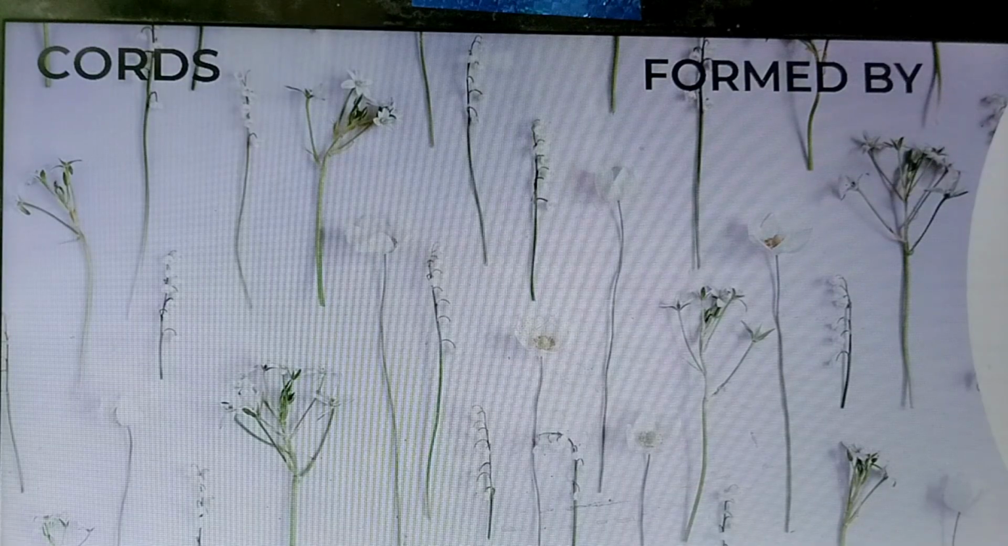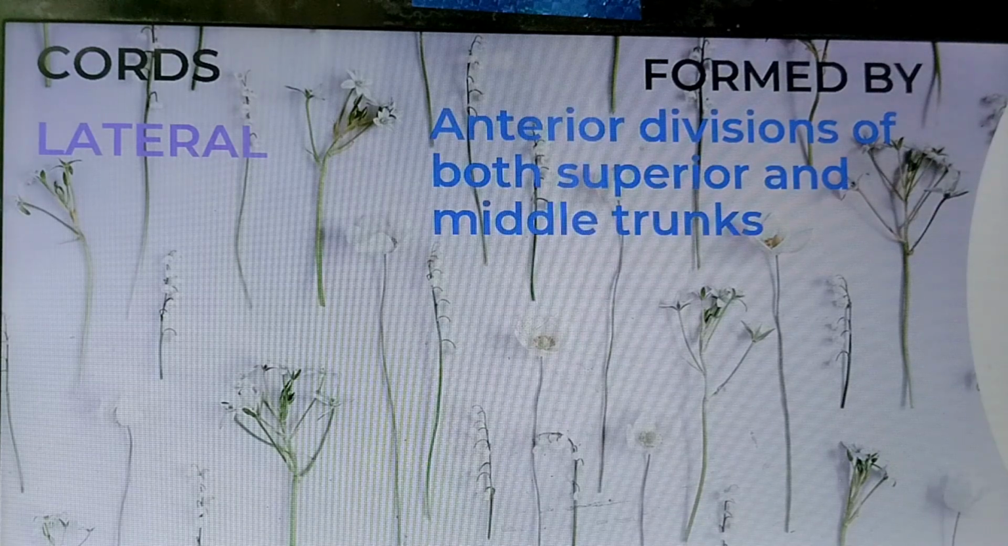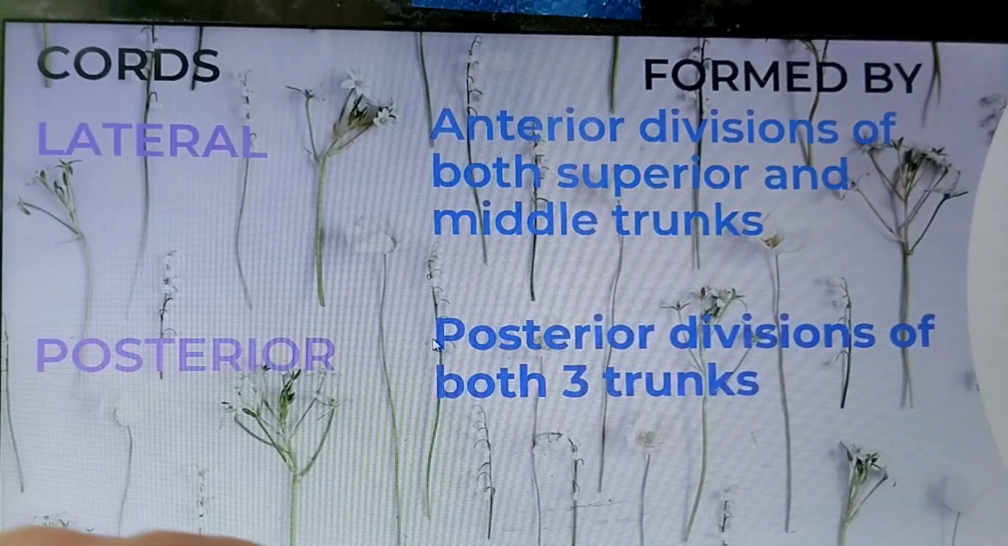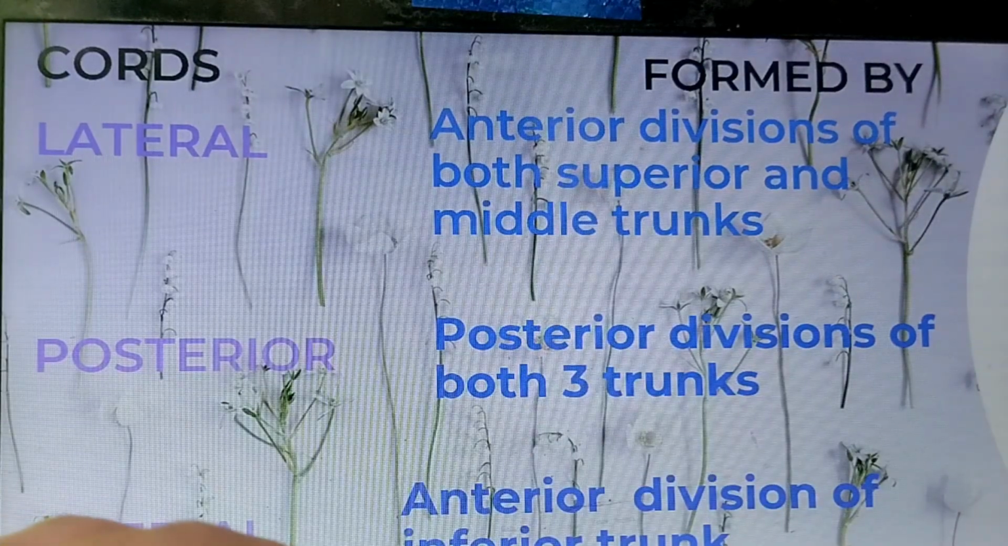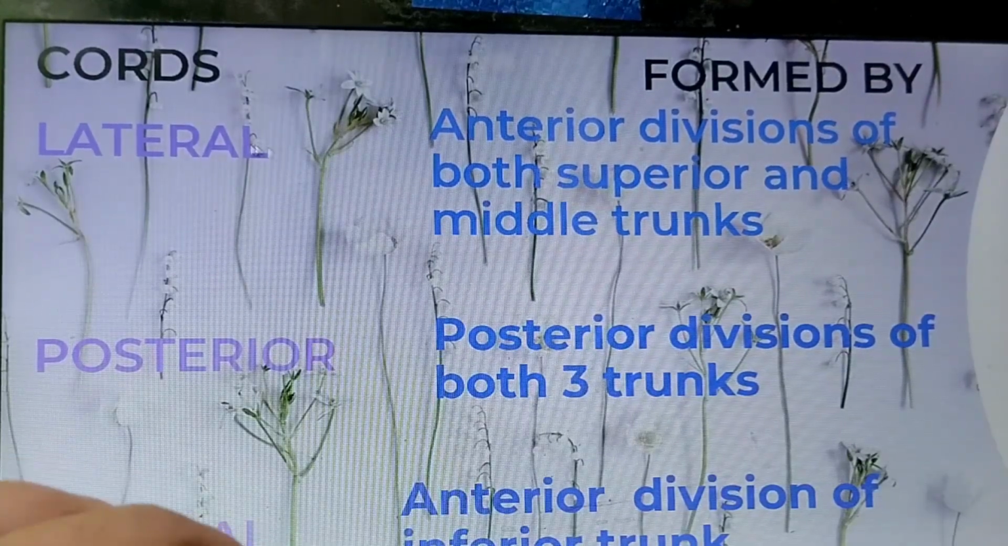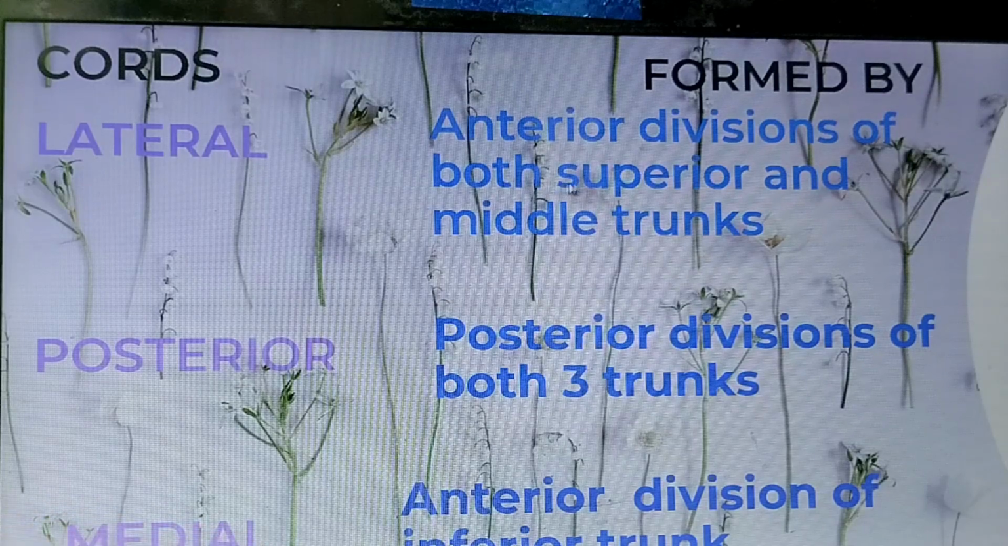Chords. The lateral chord is formed by anterior divisions of both superior and the middle trunk. Posterior chord comes from posterior division of all 3 trunks. Medial chord comes from anterior division of inferior trunk. So posterior comes from posterior division of 3. The lateral comes from anterior division of superior and the middle. And the medial chord comes from anterior division of the inferior trunk.